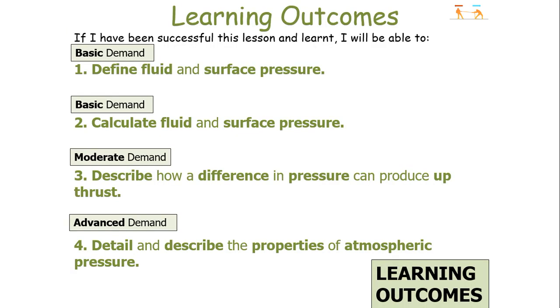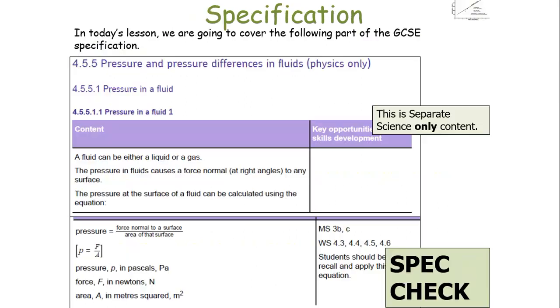We're going to try and define fluid and surface pressure, calculate fluid and surface pressure, describe how a difference in pressure can produce an upthrust on an object, and describe the properties of atmospheric pressure, which falls into the following part of the GCSE specification. So we're going to be looking at pressure in a fluid, which links to pressure and pressure differences in a fluid, found in the forces topic of AQA GCSE Physics.